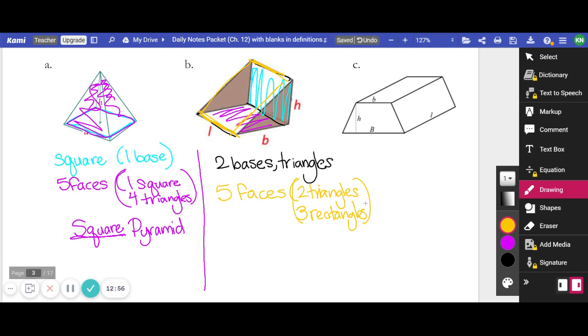Okay, so if the non-base faces are rectangles, then we have ourselves a prism. Prisms have rectangular faces. You name the type of prism by naming the type of base, which was a triangle. So this is a triangular prism.